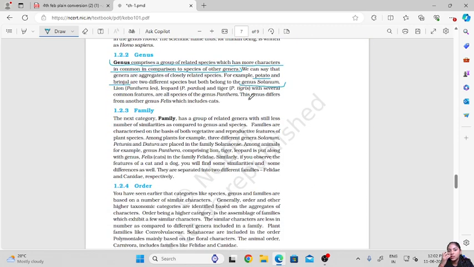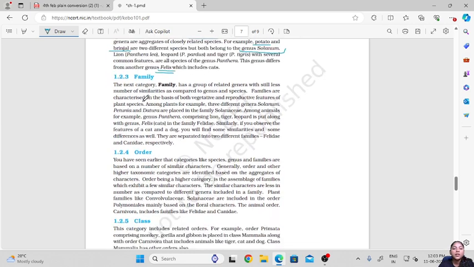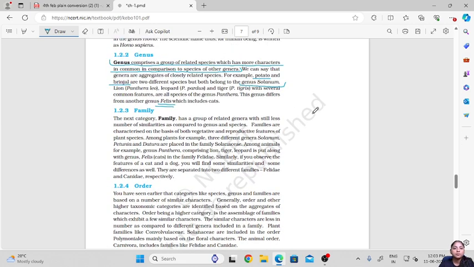Now this genus Panthera differs from another genus, that is Felis, which will include the cats. Since tiger, leopard and lion have common features that are different from the other genera, that is Felis, that is why they are grouped together.